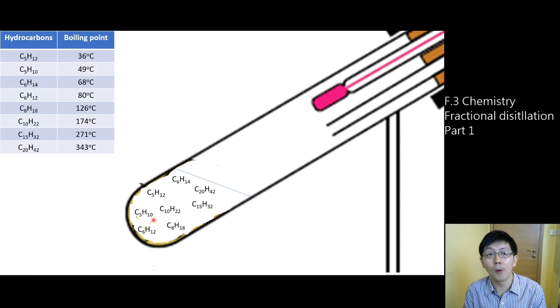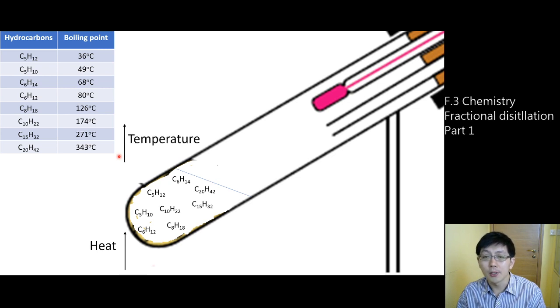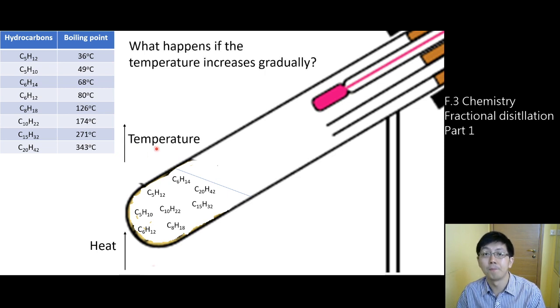The table shows the boiling points in ascending order for these hydrocarbons. Now, I'm going to heat this tube. If I heat this tube, the temperature will increase, and I want you to think about what will happen if the temperature of this mixture increases gradually. Now I assume that the room temperature in this room is 25 degrees Celsius. So if we heat the mixture here, the temperature will increase gradually. It will increase to 30, 40, 50, 60, 100, 200, and so on.